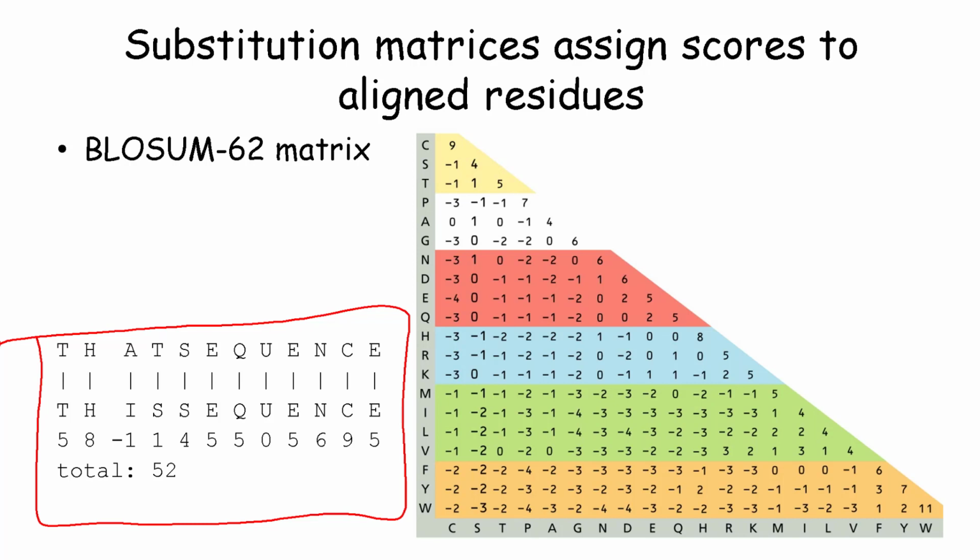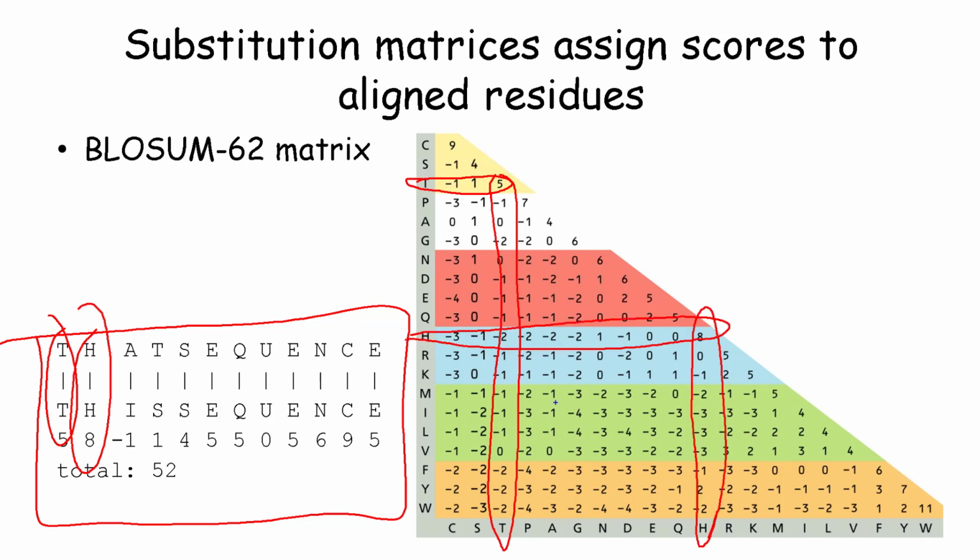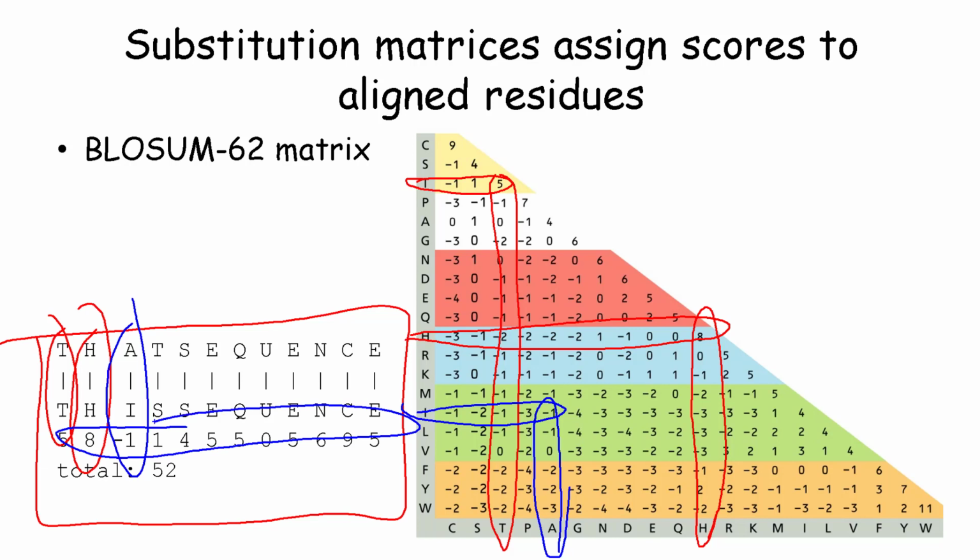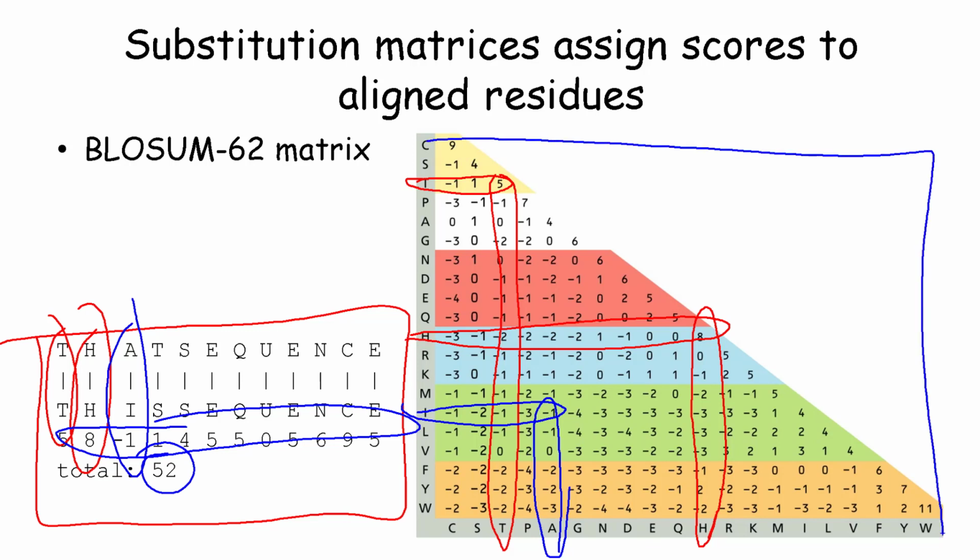For example, aligning a T with a T is worth 5 points. Aligning an H with an H is worth 8 points. Aligning an A with an I is worth -1 points, and so on. Adding up all these points gives us the total alignment score, in this case 52. A substitution matrix is a symmetric matrix, so showing only half of the matrix is enough. The other half will contain the same values.